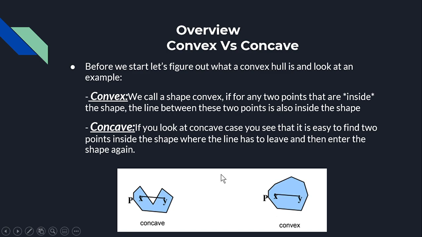Now let's see what is concave. If you look at a concave case, you see that it is easy to find 2 points inside the shape where the line has to leave and then enter the shape again. Here the 2 points x and y are inside the shape, but the line that joins these 2 points has to leave the shape and then re-enter the shape to meet the other point. Hence we can term this shape as concave.